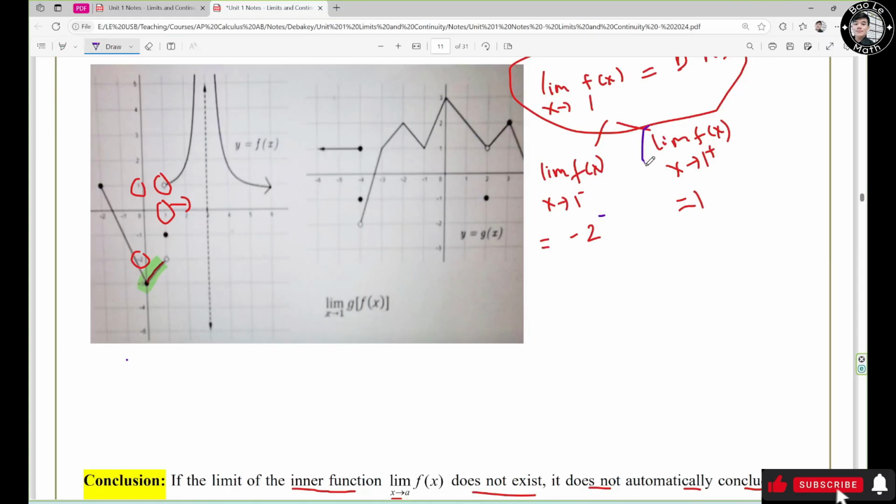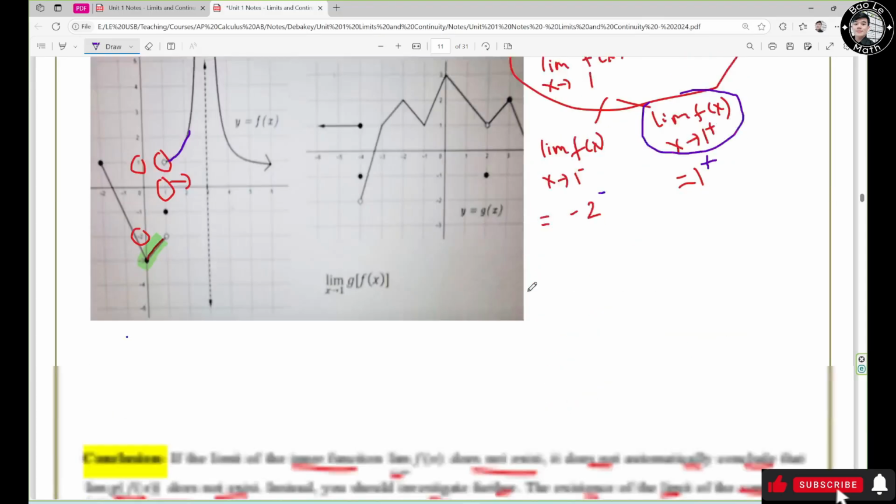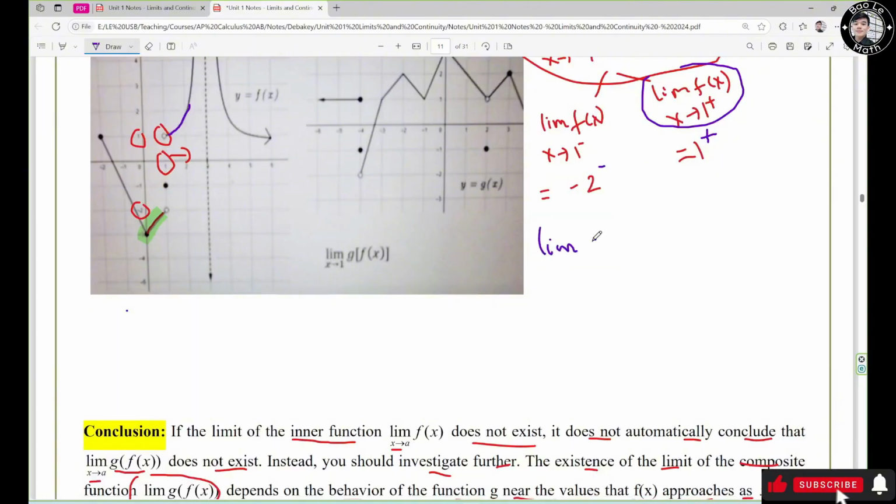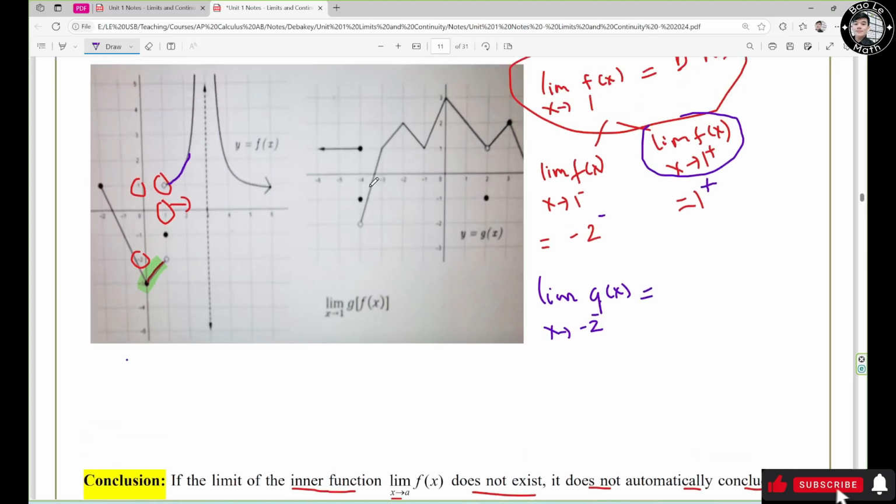Similarly, the limit of the function f of s when s approaches 1 plus, which means 1 to the right, the function approaches 1 plus, because the graph is above 1. Look, so this one is 1 plus, right? Now, I need to calculate the limit of the function g of s when s approaches negative 2 minus. Negative 2 minus, so I look at negative 2, it's going to be right here. So negative 2 minus, because right at this point the function g is continuous, right?